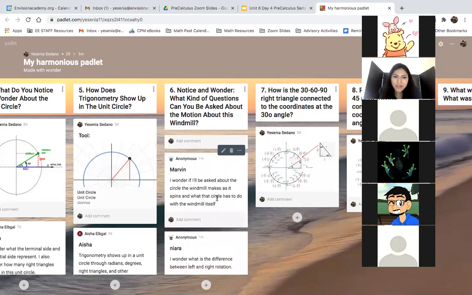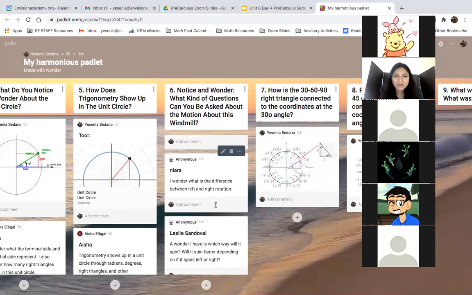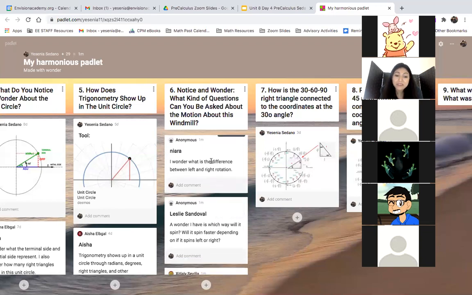I wonder if it'll be asked about the circle the windmill makes as it spins and what the circle has to do with the windmill itself, right? So are we talking about this unit circle, or are we just talking about a general circle? What's the difference between left and right rotation? Oh yeah, and the difference there would be negative or positive angles.